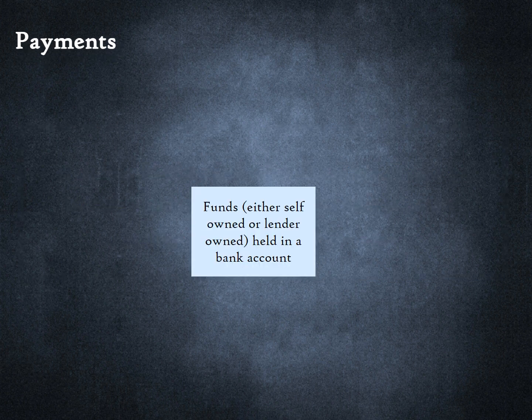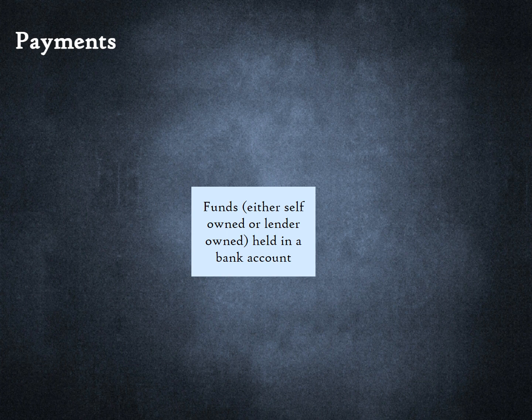The underlying funds that are transferred to a beneficiary in a payment are held in a bank account. The funds may be owned by the payer, for example when payments are made via debit cards or checks. Alternatively, as in the case of a credit card, the funds may be owned by a lender who is making a payment on the consumer's behalf at the point of purchase.